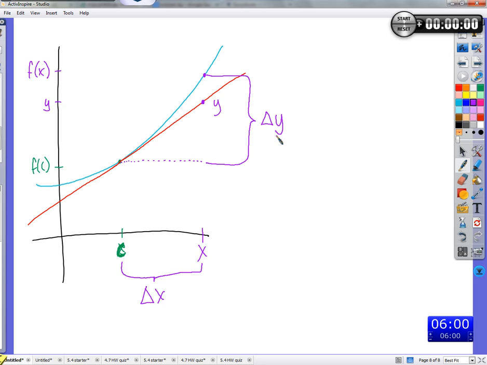So we start here. This is the same starting point for our tangent line and for our original function. But to compare the two y values, we can compare the change in y to the change in y of the tangent line. So the change in y for the tangent line, well, we could call it delta y as well, but then it gets very confusing because the other one is delta y. So we call it dy.